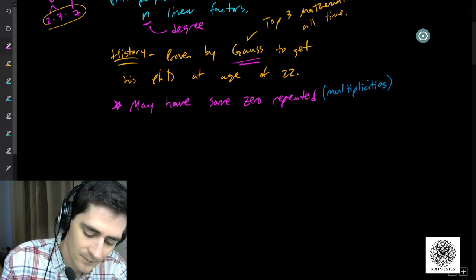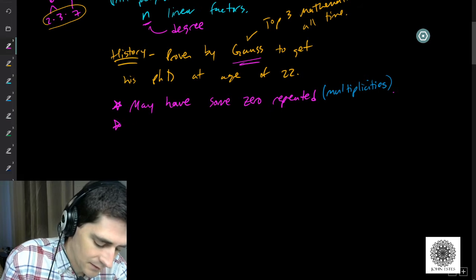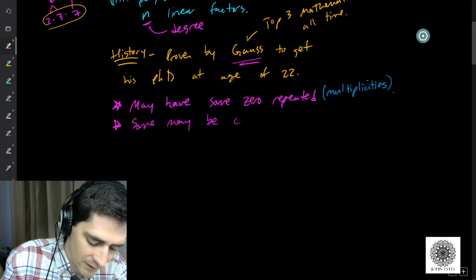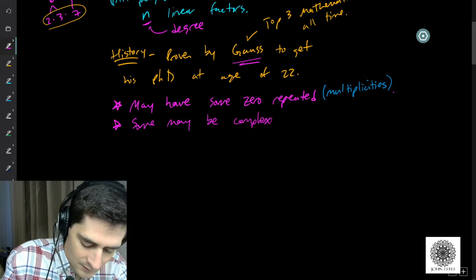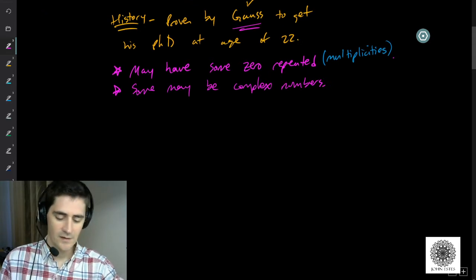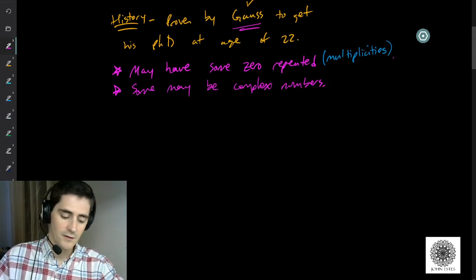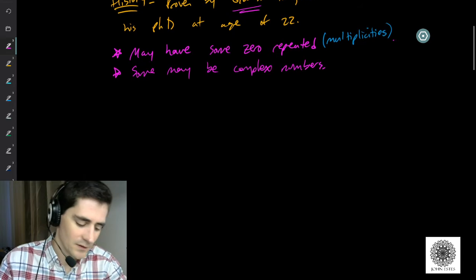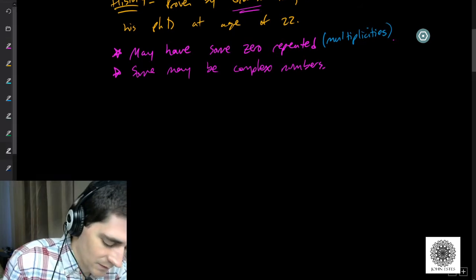The other thing is that some may be complex numbers. So you're not always going to have n real terms. Let me give you a couple of quick examples of that.